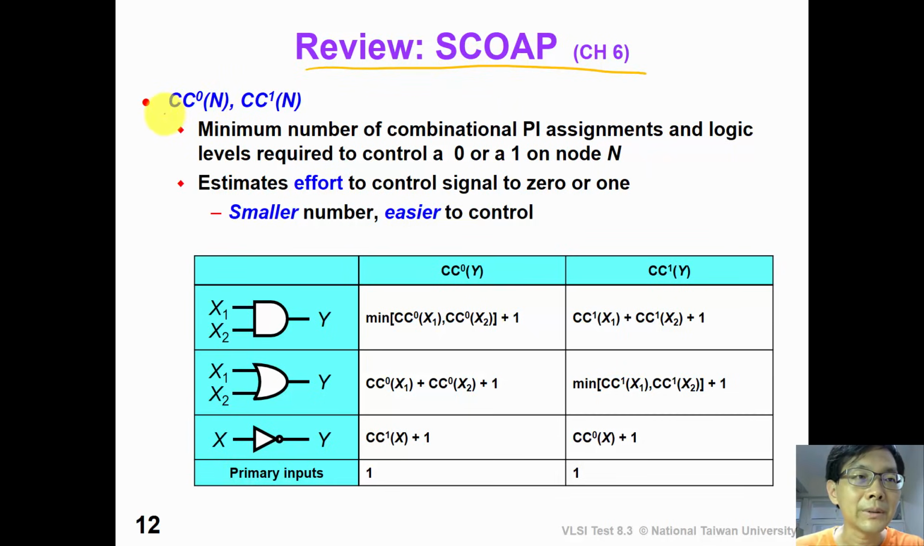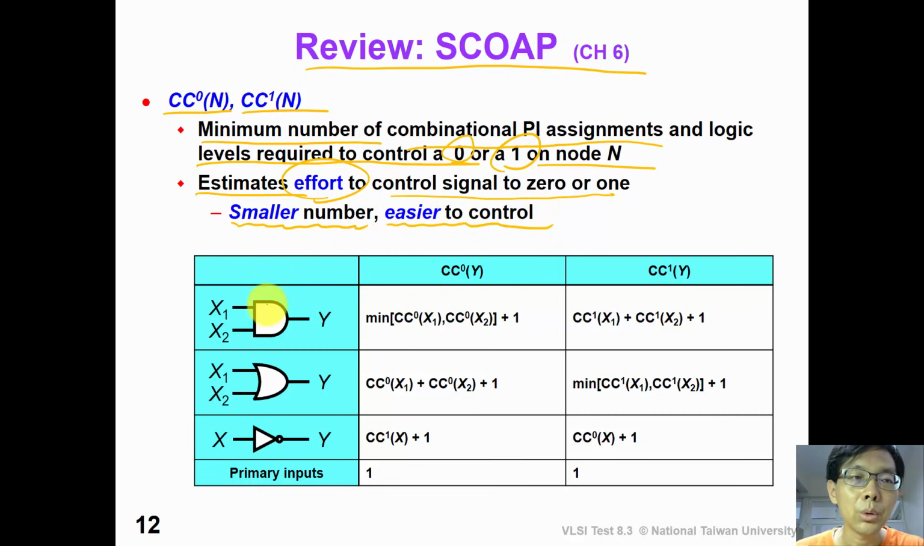Now let's have a short review about the scope testability. Remember that we have CC0 and CC1, which measure the minimum number of combinational PI assignment and logic levels required to control a 0 or a 1 on node N. The scope testability measure estimates the effort to control signal to 0 or 1. So when the number is smaller, it means it's easier to control the node.